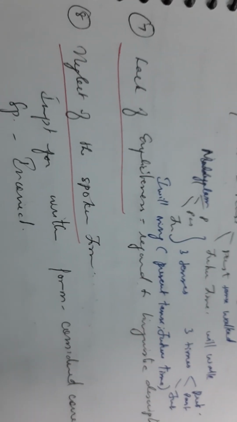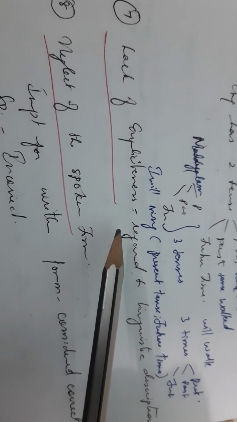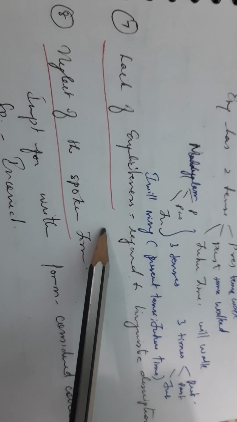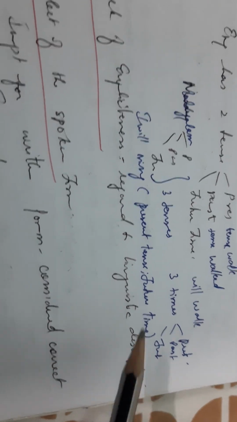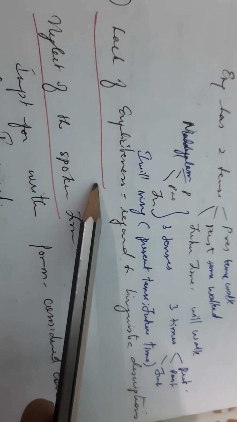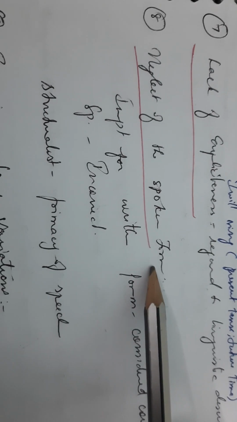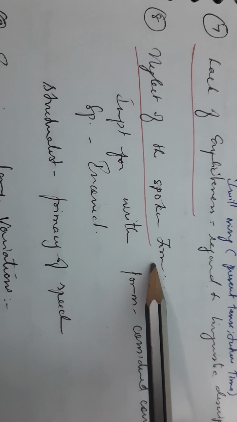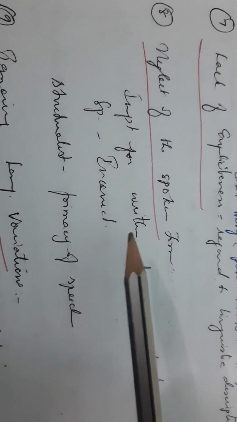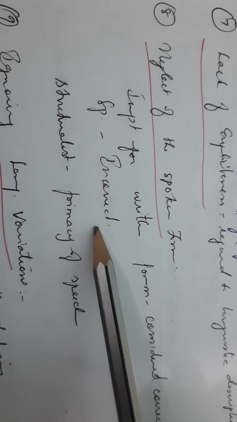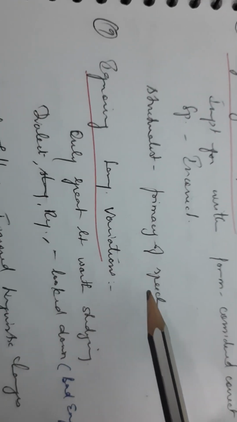And the next one is lack of explicitness. Lack of explicitness means that clarity cannot be found in traditional grammarians. When we are talking about linguistic description, no proper clarity is given by the traditional grammarians. The next one is neglect of the spoken form. Traditional grammarians neglect the spoken form and give much importance to the written form. They say that the spoken form is not correct. Whereas the structuralists give priority to the primacy of speech.